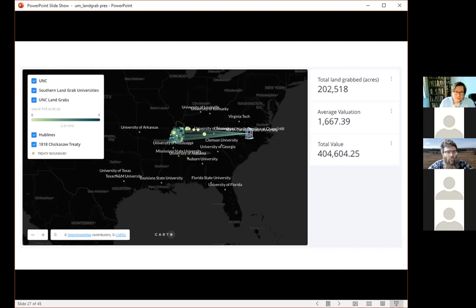In terms of institutional change, we're starting to see some movement there as well.